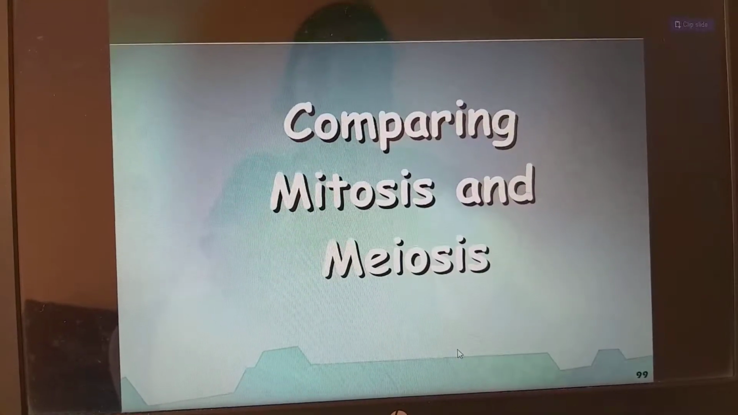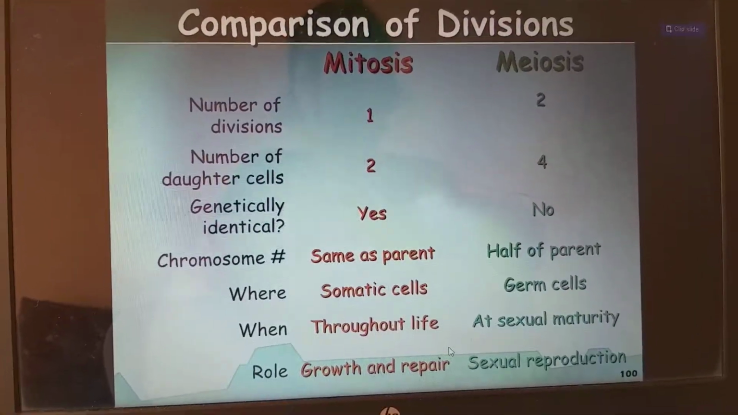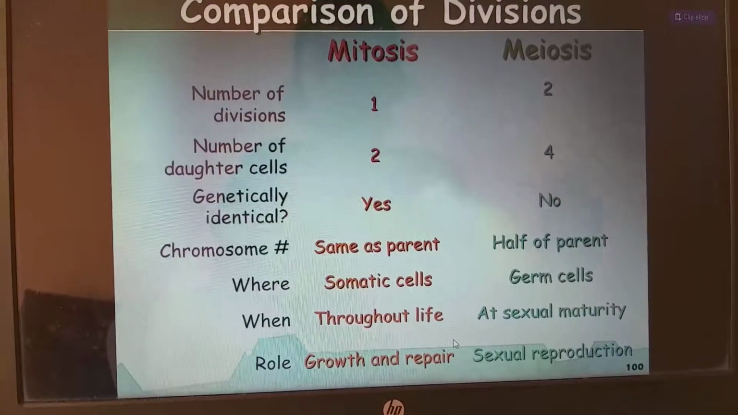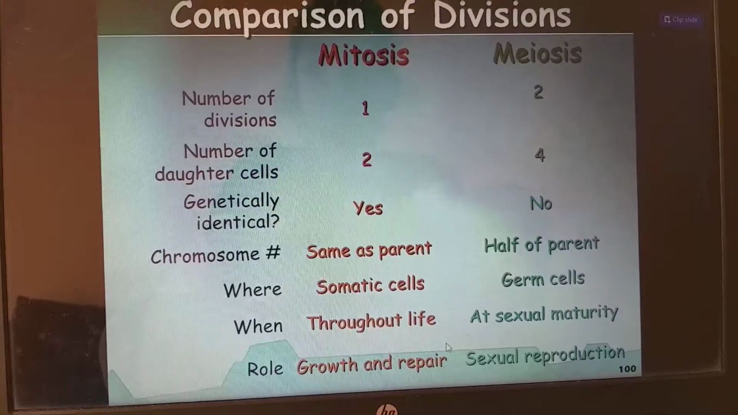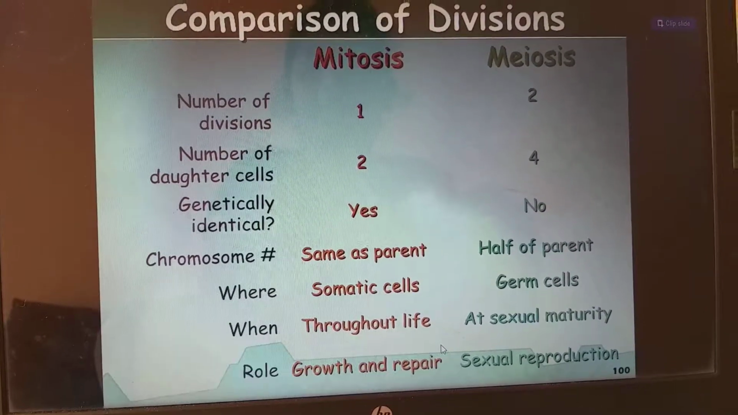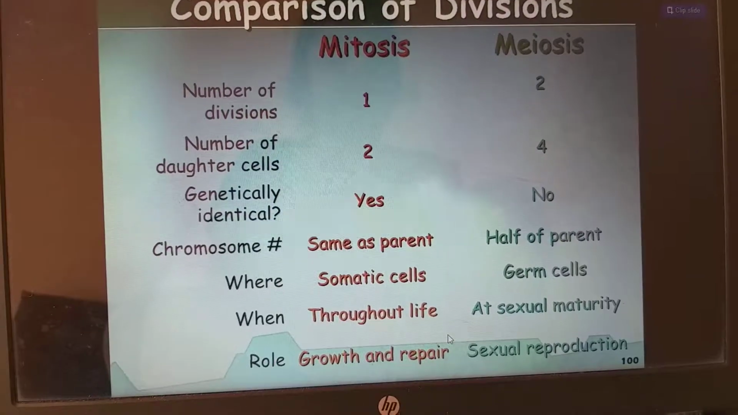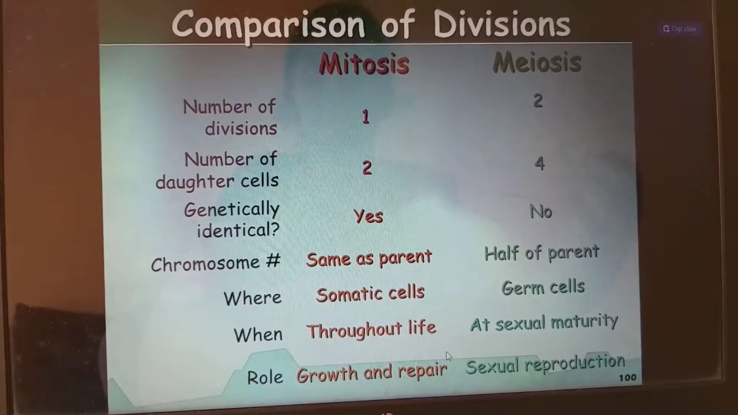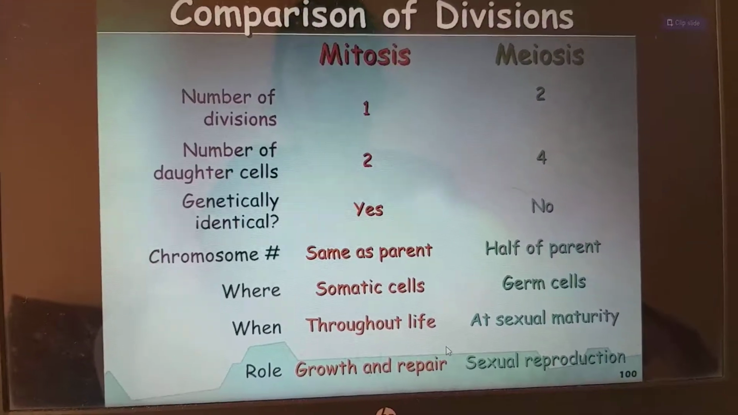So, comparison between mitosis and meiosis. The number of divisions in mitosis is 1, but in meiosis, 2 divisions. The number of daughter cells is 2 in mitosis and 4 in meiosis. Genetically identical, yes, in mitosis. Here in meiosis there is no genetic identity. Because of that, we all, sisters or brothers, siblings, will not look similar, because of meiosis only.